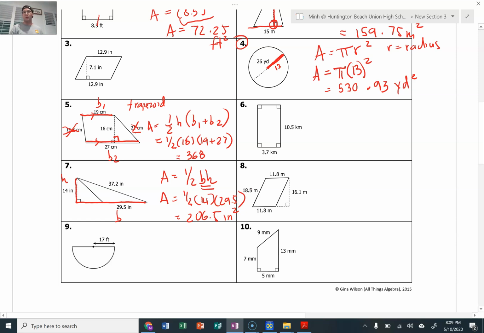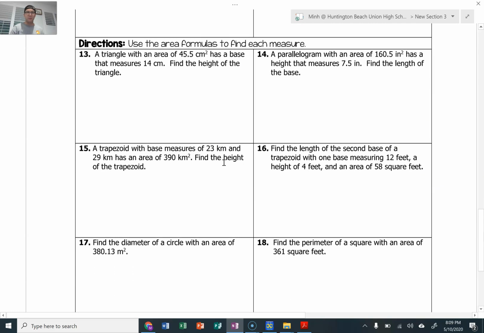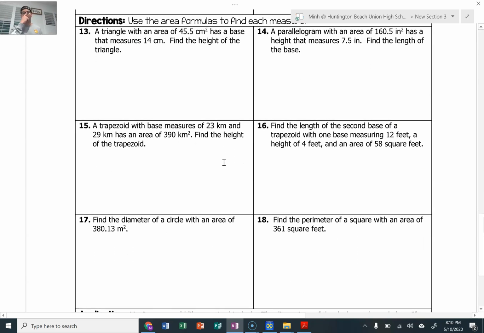All right. So let me know if you struggle on these. We can definitely go over them. All right. Let's do some word problems. Word problems are a little bit different in this unit. We're actually going to be using area formulas to solve for missing sides.